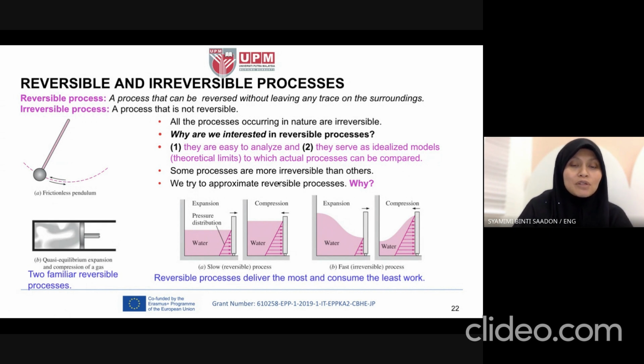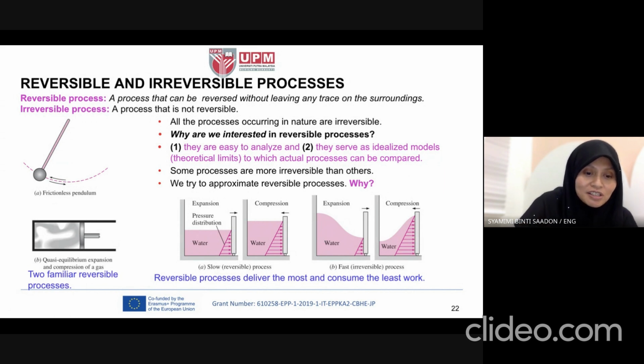So we try to approximate reversible process. Even though most processes in reality and in nature are irreversible, we still need to consider the reversible, idealized process. This is because they are easy to analyze and they serve as theoretical limits. So how are we going to approximate the reversible process? Number one, we can imagine that the process is slow, just like the quasi-equilibrium just now. We conduct the expansion or the compression slowly so that the fluid, the water or the gas, is able to reach thermal equilibrium.